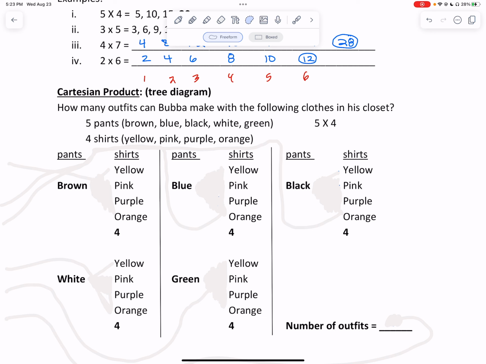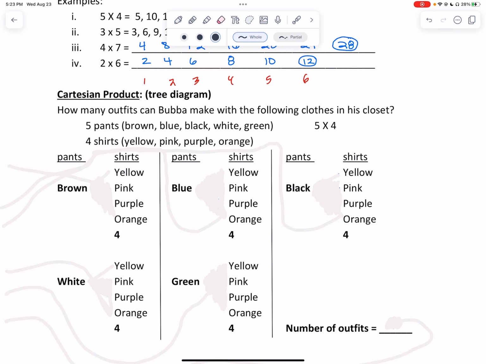We're going to learn to make a tree diagram, and you'll be making some tree diagrams in class. So, how many outfits can Bubba make if they have the following in his closet? All he has in his closet is 5 pairs of pants. That's all. And all he has in his closet is 4 shirts. And you may say, why? Surely people have more than 4 shirts in their closet. Well, it makes your tree diagram smaller, but it depends on the kid.